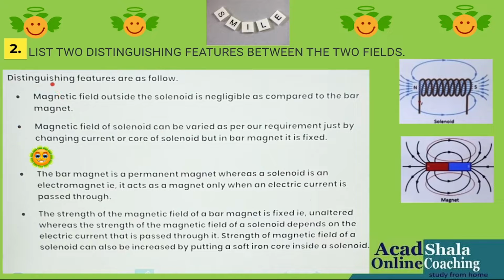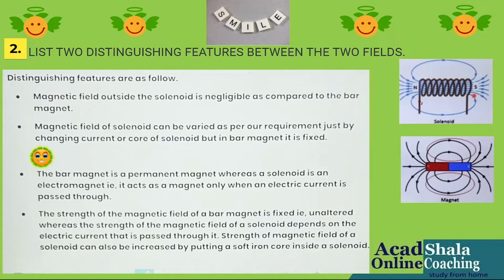Now, children, for distinguishing features, it is also a very important question. In a bar magnet, outside the bar magnet, you are seeing it over here, magnetic field is there, right? But in a solenoid, it is not significant. That means we are seeing a lot of magnetic lines in the bar magnet, but in a solenoid, it is not significant, or we can say it is negligible.